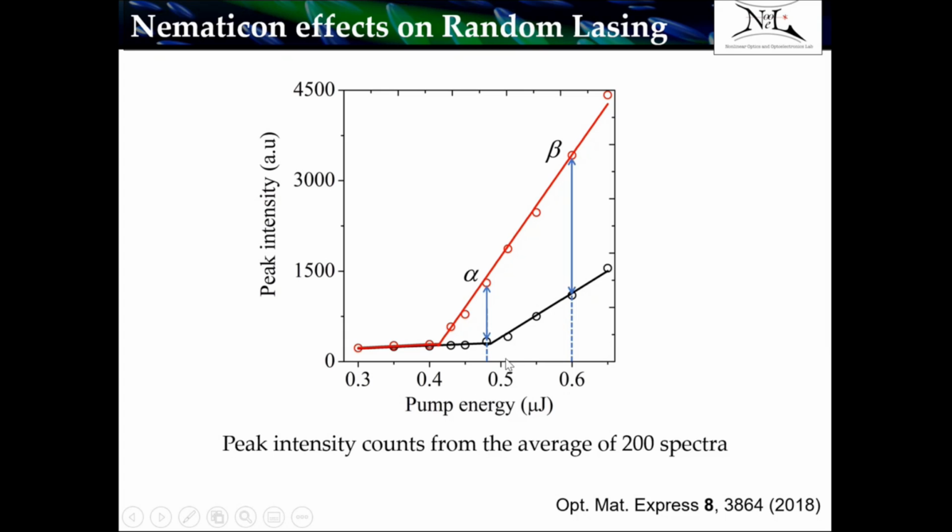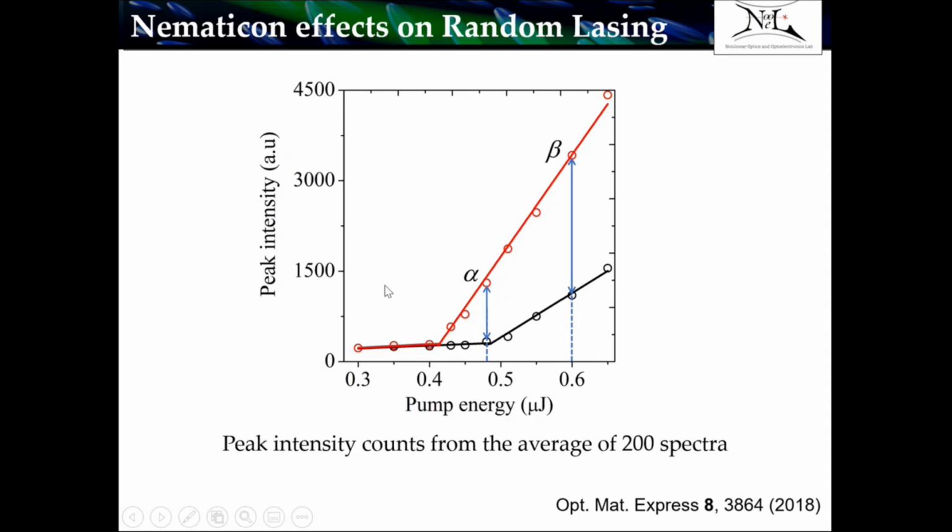This is the threshold at about 0.5 microjoules, and then you have the slope defining the amplification of the laser. So the laser works without nematicon, of course, but then when you switch on the nematicon, given by the red line, you see that the threshold goes down, so the laser is able to actually lase at a much lower threshold, 0.4 microjoules, and the slope is much higher, so the amplification of the laser is much increased by the presence of this light-induced waveguide.